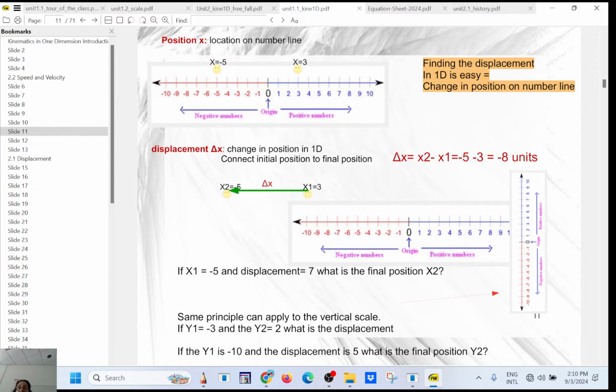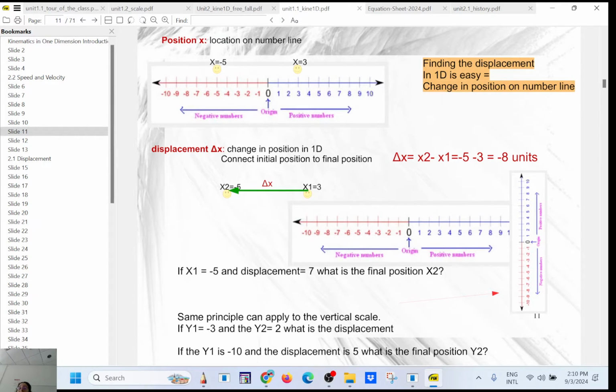Okay? So if you go from 3 to -5, what's going to be your displacement? -8. How can you find it? Using algebra, you do final minus initial.